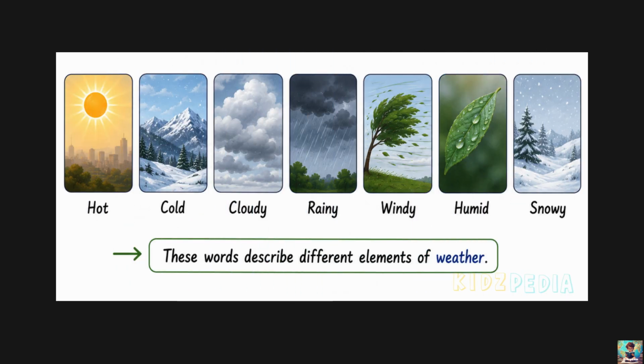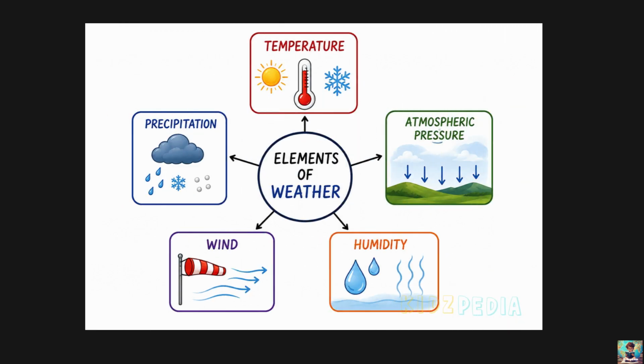And when someone asks, how is the weather today? We usually reply using words like hot, cold, cloudy, rainy, windy, etc. These words describe different elements of weather. And there are 5 elements of weather. Let's remember them one by one.